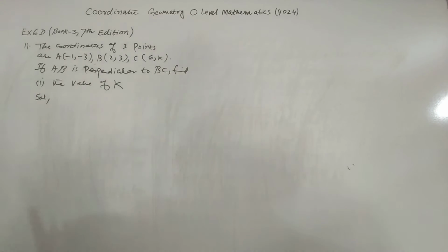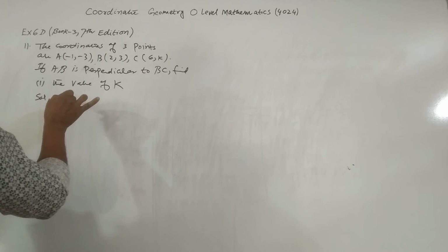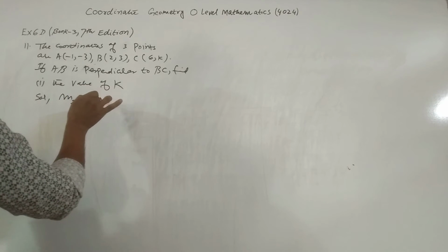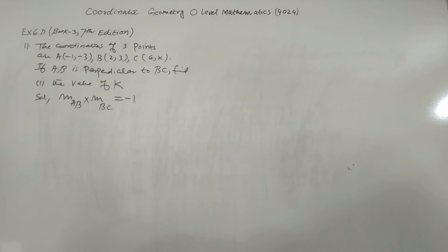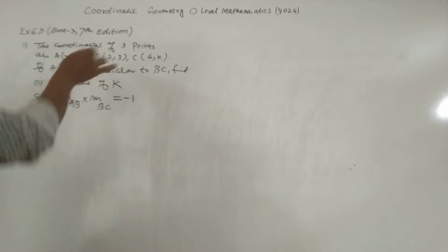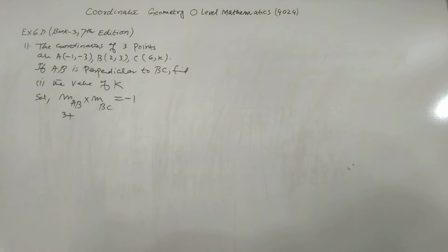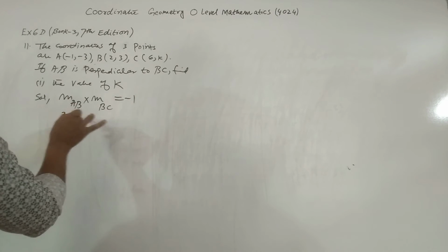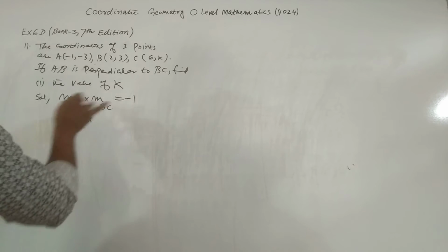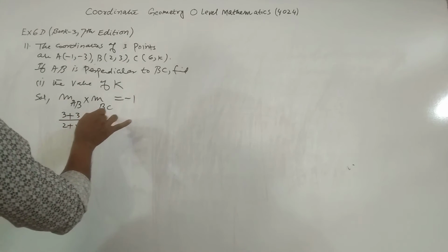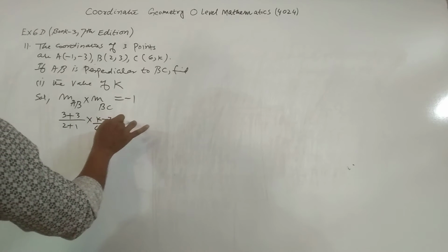According to the question, AB is perpendicular to BC. So we know that if two lines are perpendicular, then the product of their gradients must be equal to minus 1. Now find the gradient of AB. It will be very easy because we have done a lot of questions of this type. (3 plus 3) over (2 plus 1) multiplied by the gradient of BC, (k minus 3) upon (6 minus 2), is equal to minus 1.